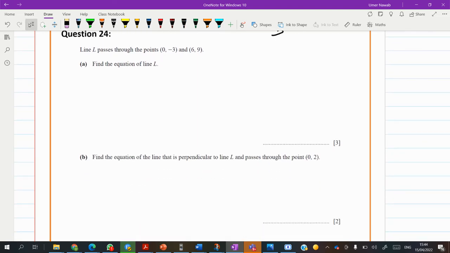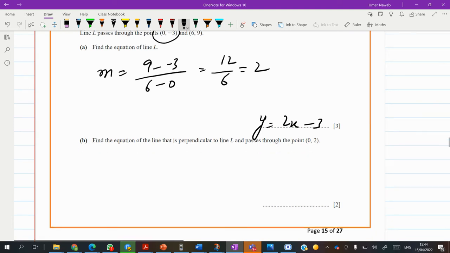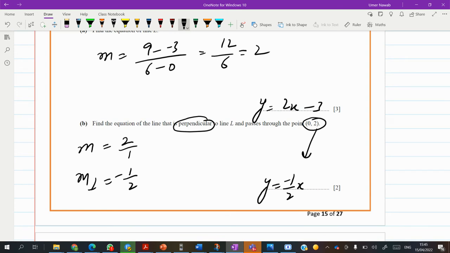Next, equation of a line. I'm going to use this point, and the y-intercept is already given. So y is equal to 2x minus 3. Now perpendicular line, guys, what is the gradient given to me? 2 over 1. So the perpendicular gradient will be minus 1 over 2. It is passing through (0, 2), so I can easily write the equation. y equals minus 1 over 2 x plus 2, because the y-intercept is already given here. That's 2.